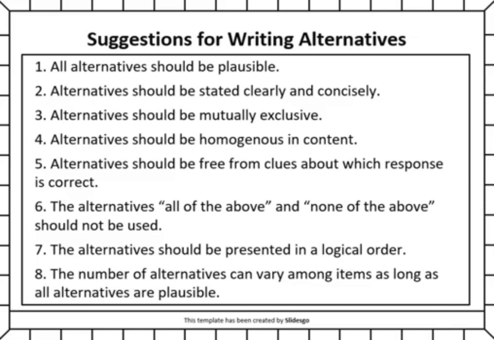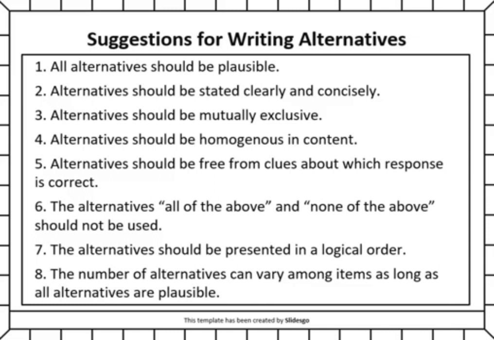Number 2, alternatives should be stated clearly and concisely. Overly wordy items evaluate students' reading skills rather than their proficiency in the learning aim. 3, alternatives should be mutually exclusive. Test takers may view alternatives with duplicate content as tricked items, and their frequent use might damage test takers' confidence in and respect for the testing procedure.